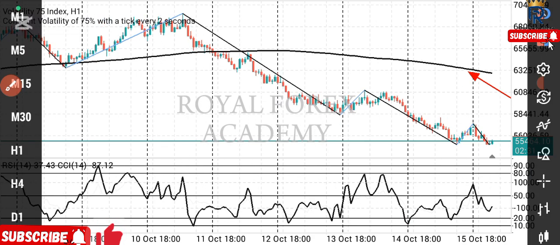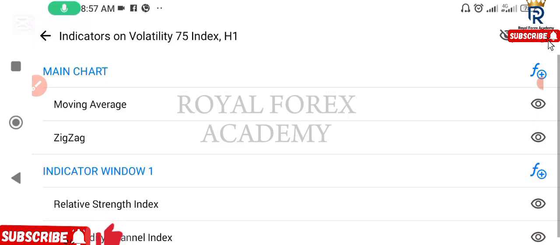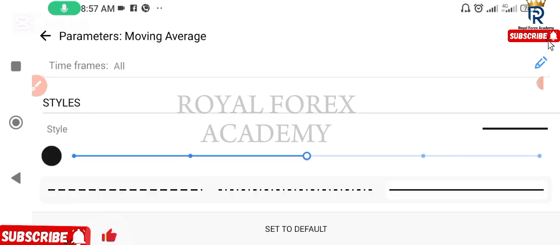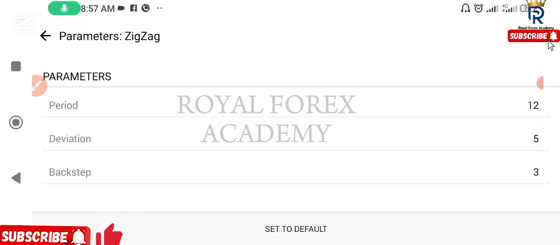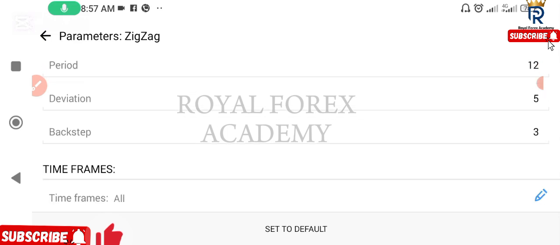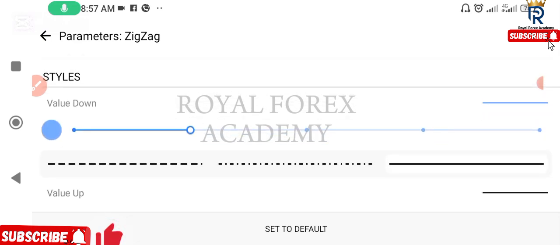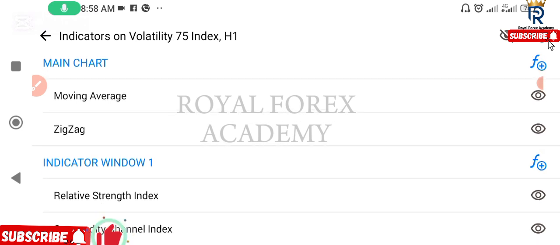So let me take you through the settings of these indicators. Let's begin with our moving average. As you can see, the period is 200. You can see the method is simple, and that is just all about it. It's a very simple setting. And then this is our zigzag indicator. Period is 5, deviation is 5, back step is 3, and of course this is all it is. So just click on it. It's the default setting of the indicator.